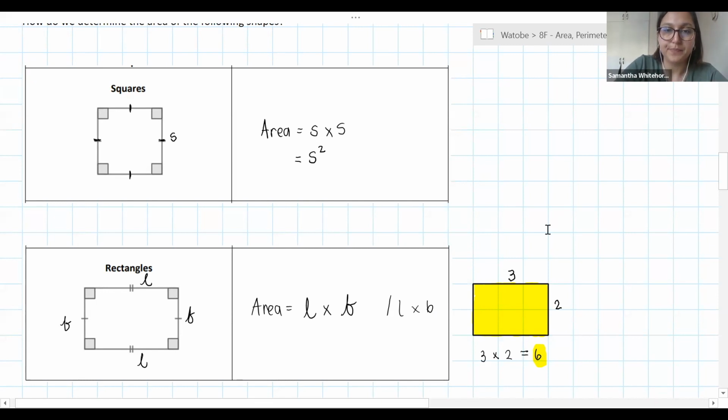with area. Right, so I'm going to hang on there in case you want to take a screenshot of those 2 formulas. And then we're going to move on to our next shapes that we need to know.